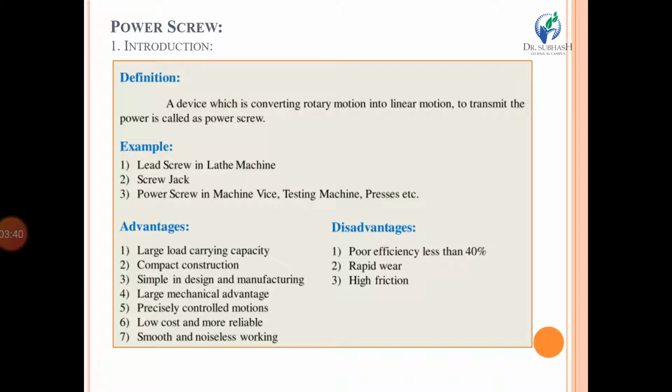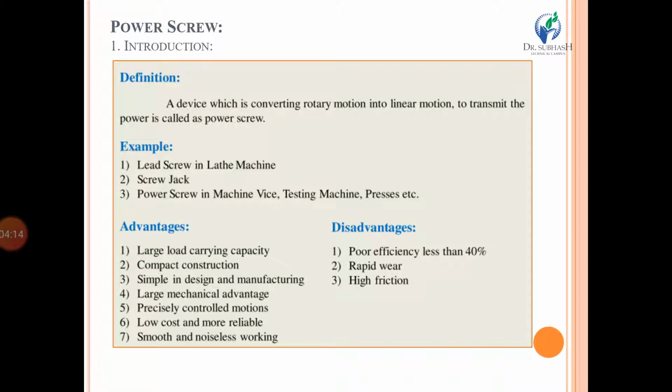It offers very precise motion control. That means in the case of a UTM, if you are using a power screw, then for testing purposes we require very accurate movement of the ram. This is fulfilled by the power screw. So we can say that precise motion is definitely achieved if you are using a power screw. Of course, cost and reliability are high, and its operation is very smooth and noiseless. So these are a few advantages of the power screw.